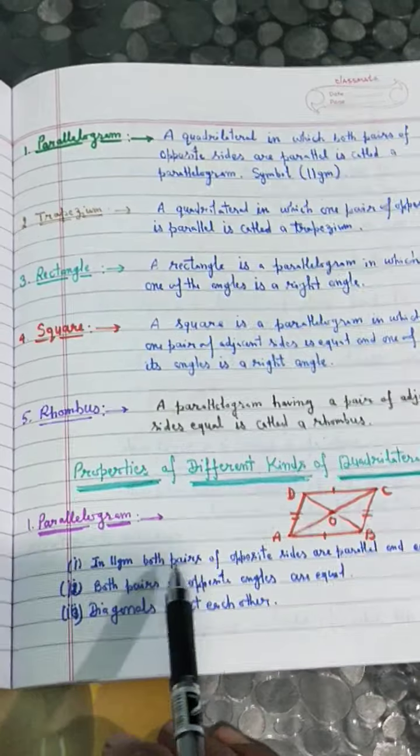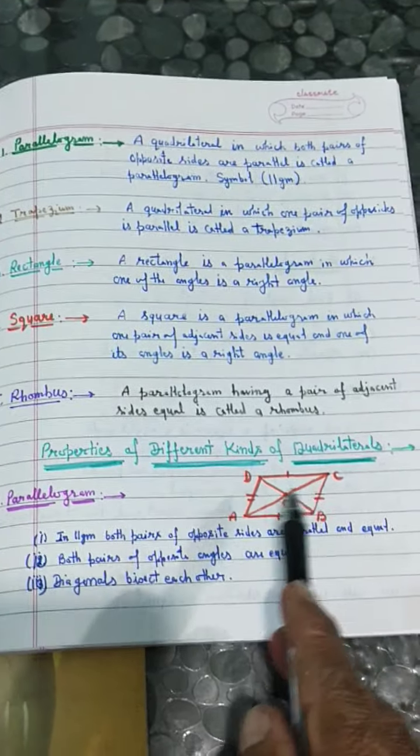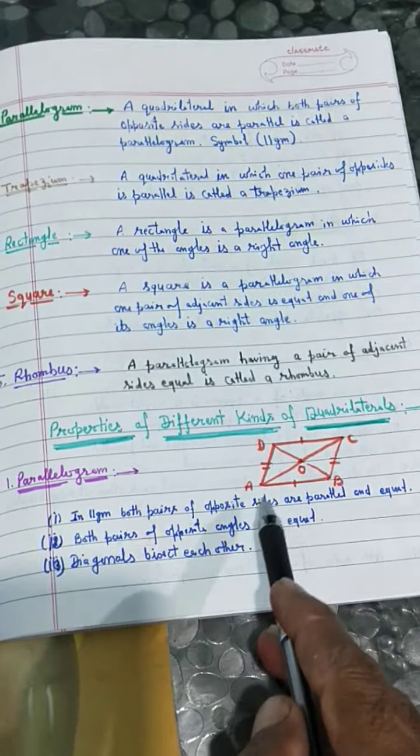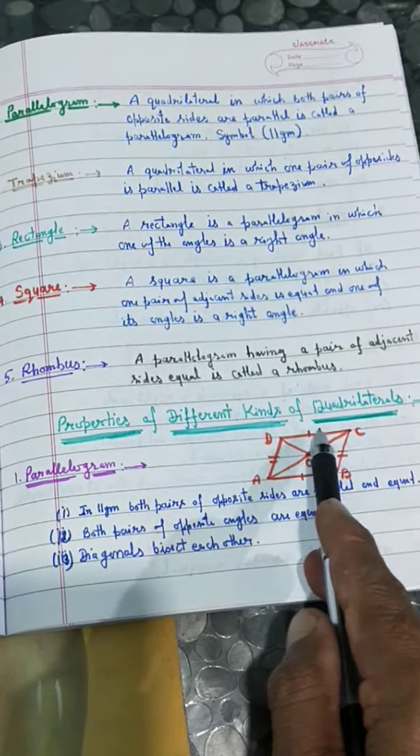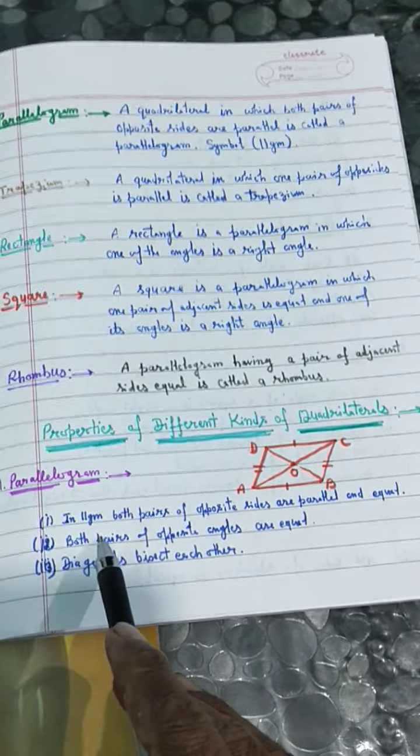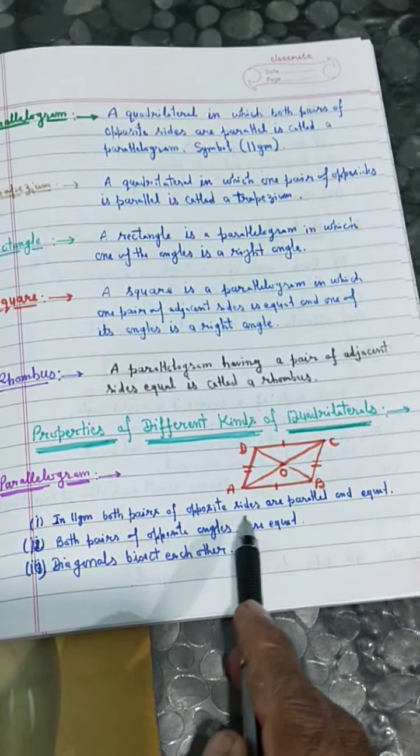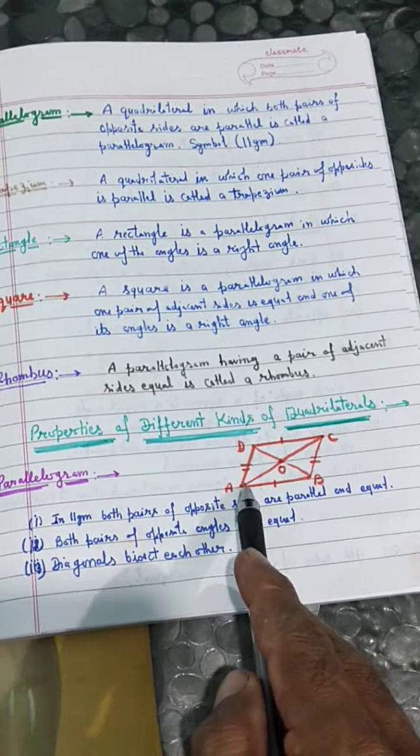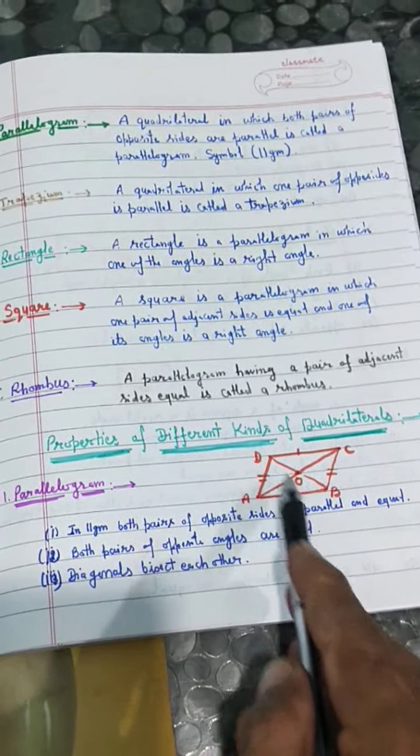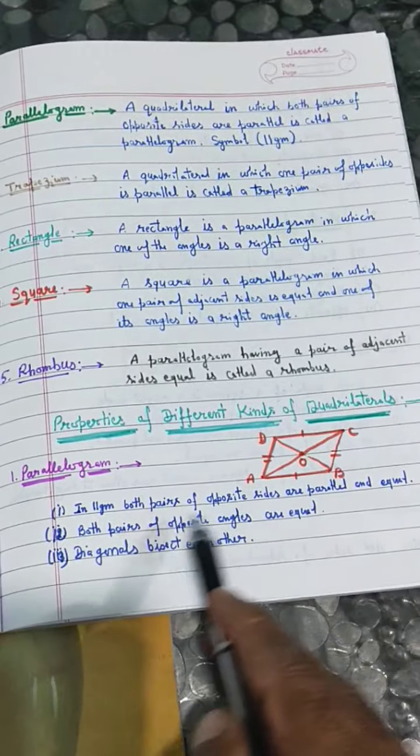Now we will discuss the properties of different kinds of quadrilaterals. First I go for parallelogram. ABCD is a parallelogram in which AB is parallel to CD and AD is parallel to BC. In a parallelogram, both pairs of opposite sides are parallel and equal. AB is equal to CD and AB parallel to CD. AD is equal to BC.